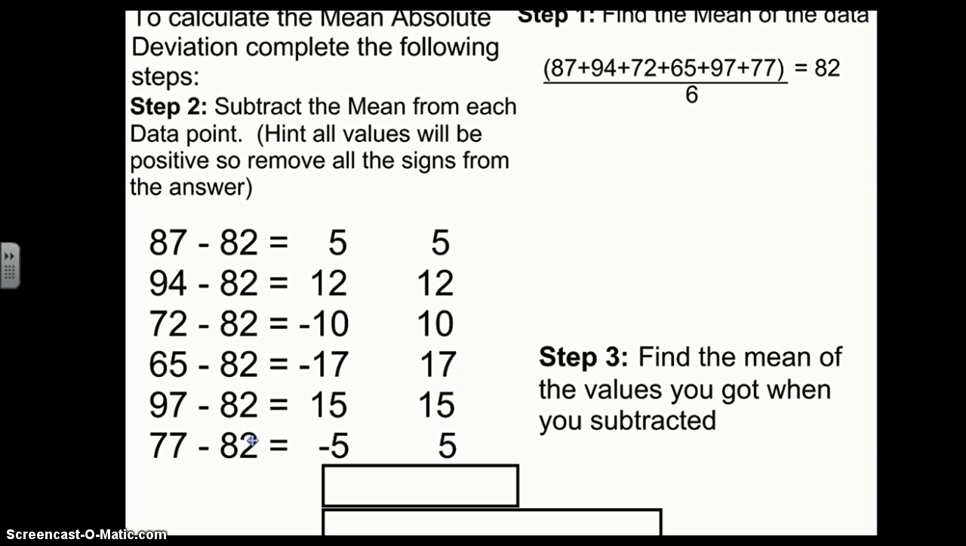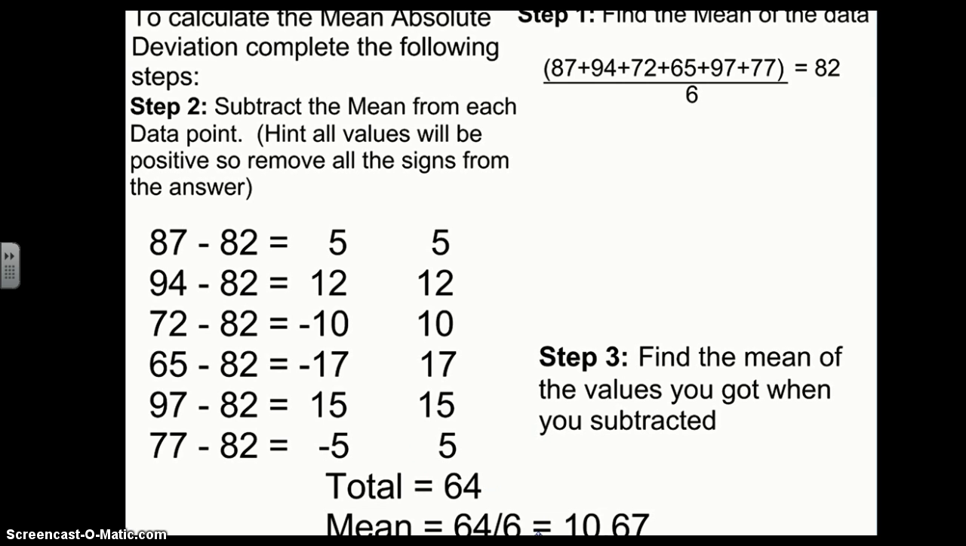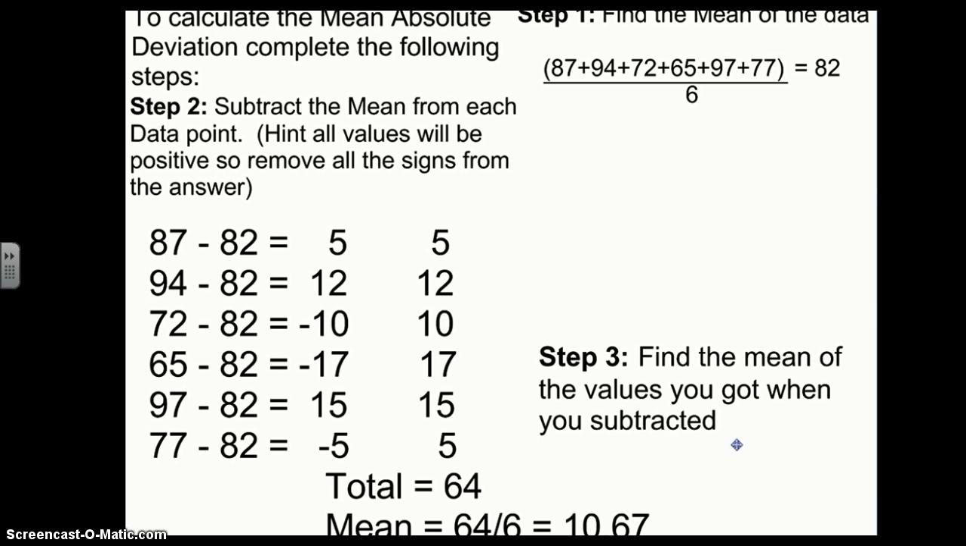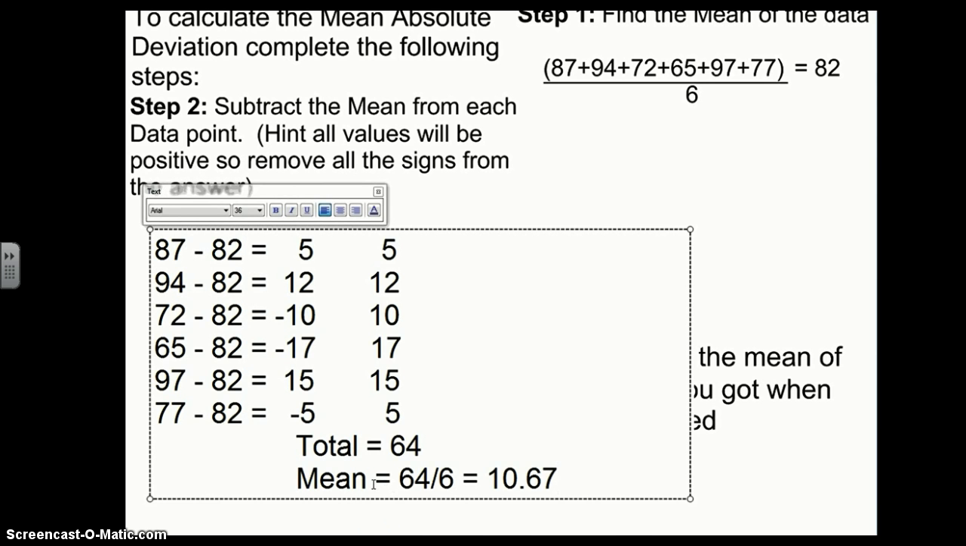So that's how far away it is. It doesn't matter if it's to the left or to the right. We just want to know how far away it is from the mean. The third step, which is the final thing, is to take those and find the mean. So we're going to total those up, and then find the mean. In this case, the mean is 10.67. That is the mean absolute deviation.